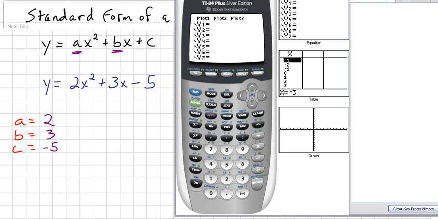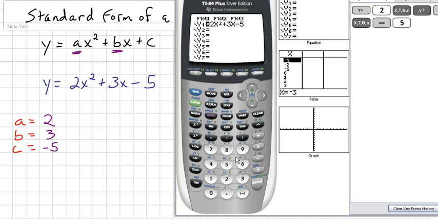After we turn our calculator on, we go to our y equals key and get to our graphing menu. Notice over here on the side you can see the keys that I'm going to be pressing. Then I hit 2x, and I can either use the caret key to raise to the second power, or I have a square key right here. So I'm going to hit my square key and plus 3x minus 5.